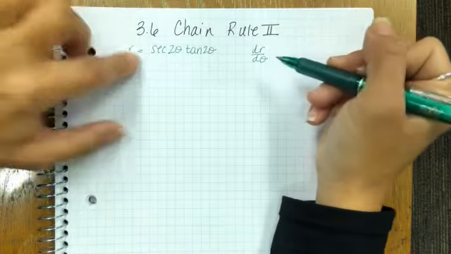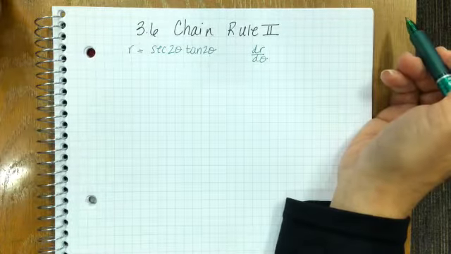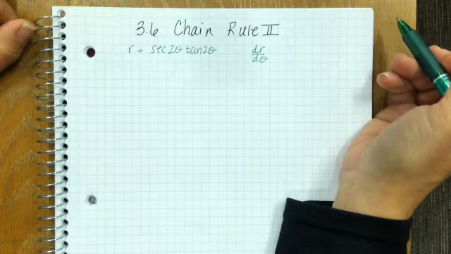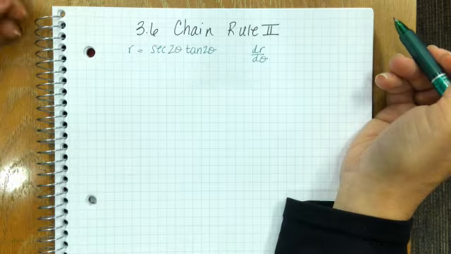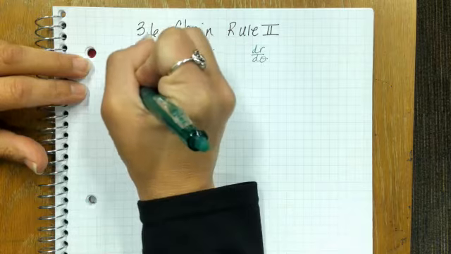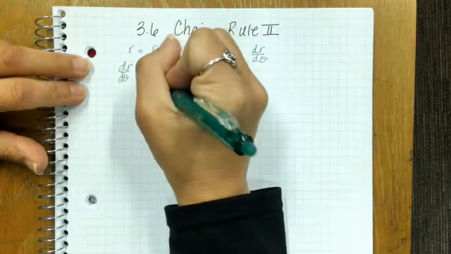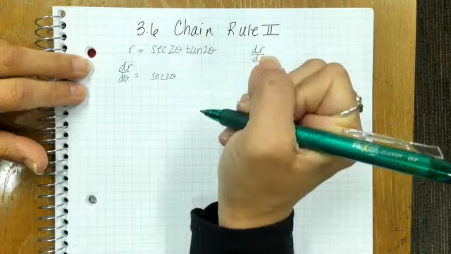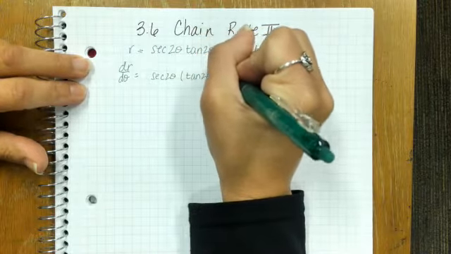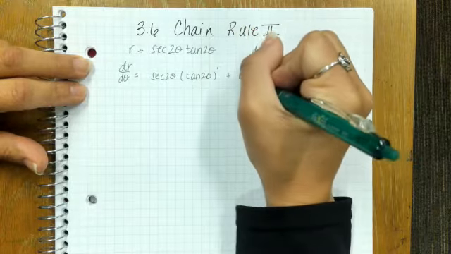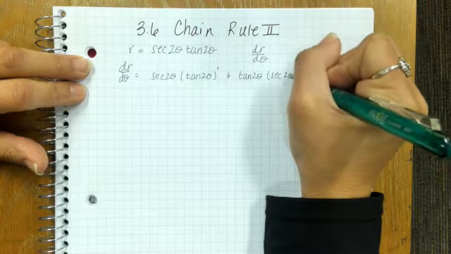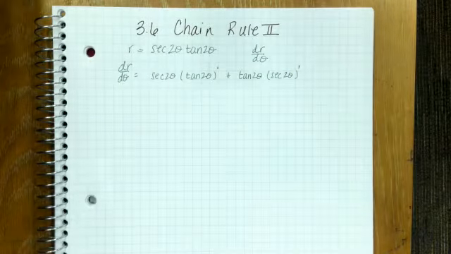I have my function r, and I want to differentiate with respect to, in this case, theta, which represents an angle measure. We're going to use the product rule and combine that with the chain rule. So the product rule says that dr d theta is going to be the secant of 2 theta times the derivative of the tangent 2 theta, plus the tangent of 2 theta times the derivative of the secant 2 theta.